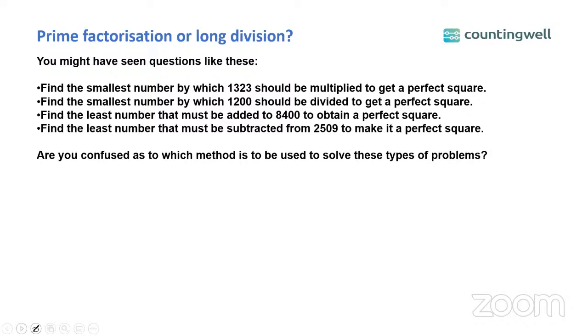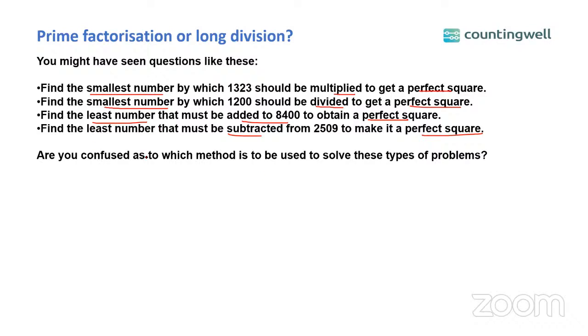Next, prime factorization or long division. Which one are you going to use when you have to find a number to be multiplied or divided to get a perfect square? You might have seen questions like finding the smallest number by which a number should be multiplied to get a perfect square, or the smallest number by which it should be divided to get a perfect square, or the least number that must be added to obtain a perfect square or subtracted to make it a perfect square.